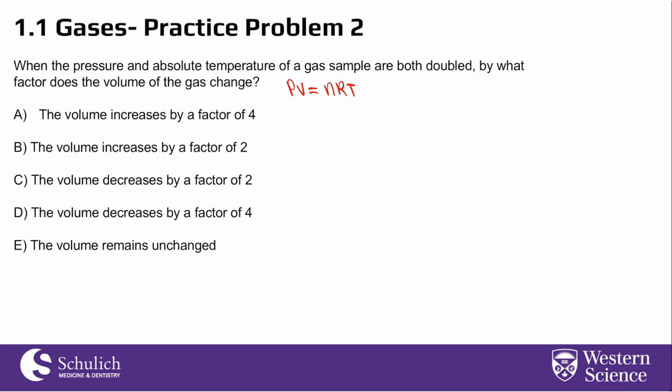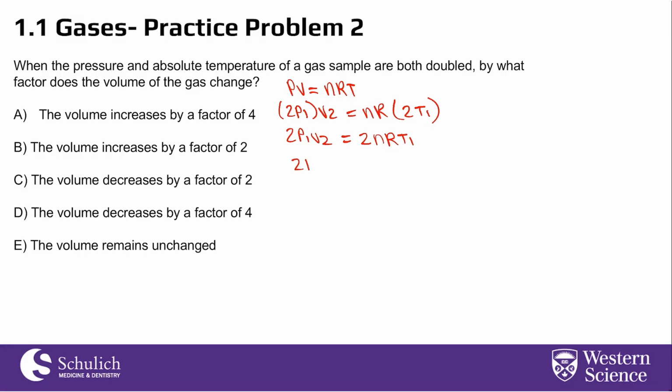And so the question is asking if the pressure and the temperature are doubled, what's going to happen to the volume? So if we double the temperature and the pressure, the expression is going to become 2 of the original pressure times the volume, and then you're also going to have 2 of the original temperature there. So that's what your expression is going to become.